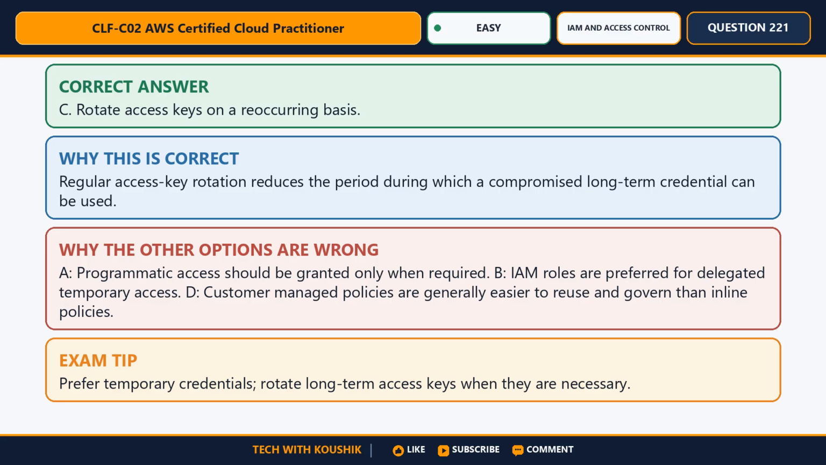Why are the other options not correct? A. Programmatic access should be granted only when required. B. IAM roles are preferred for delegated temporary access. D. Customer-managed policies are generally easier to reuse and govern than inline policies. Exam tip. Prefer temporary credentials, rotate long-term access keys when they are necessary.